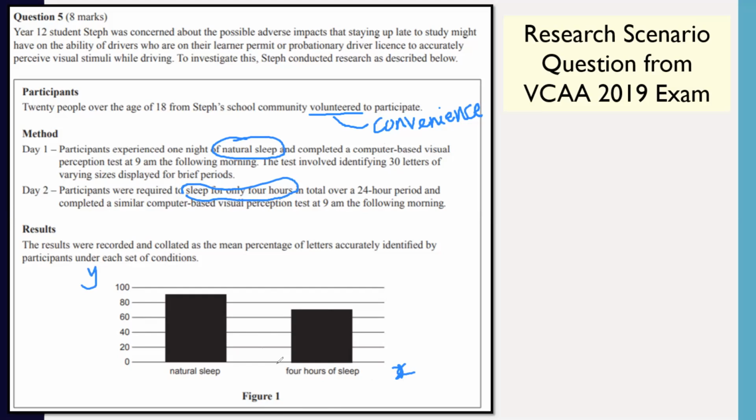Okay, and in order for us to understand what is on the x-axis and y-axis, we must read the caption. A lot of students skip this. They don't read it because they don't think it's important. It is important. It will give you the answer to most of your questions relating to results. So the results were recorded and collated as the mean percentage of letters accurately identified. We thought the y-axis had a percentage. What is the percentage talking about? It's talking about the mean percentage of letters accurately identified. This is so important, and this was actually directly related to a question, which we'll look at in a few seconds. Okay, so basically that is the results.